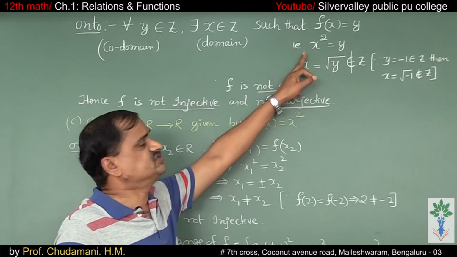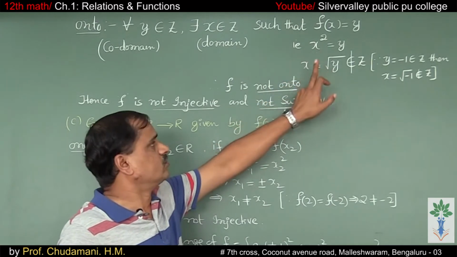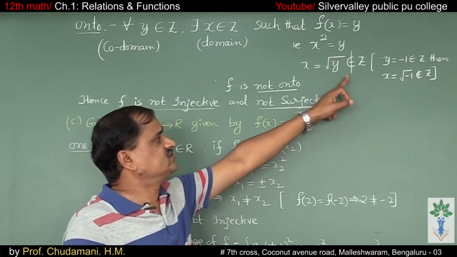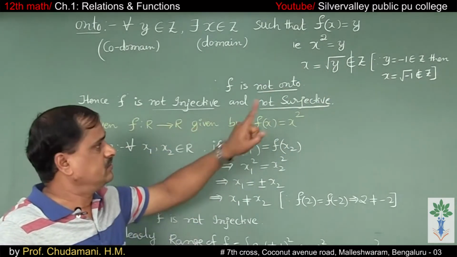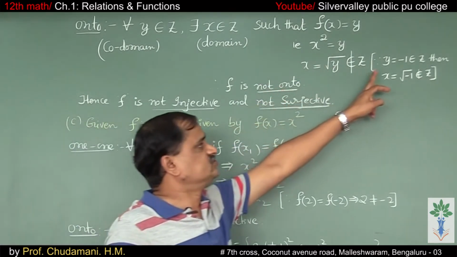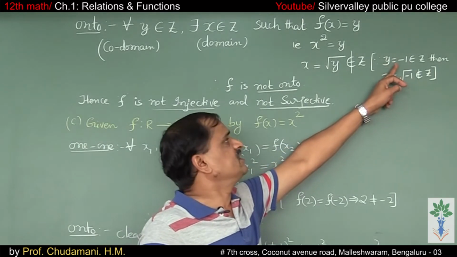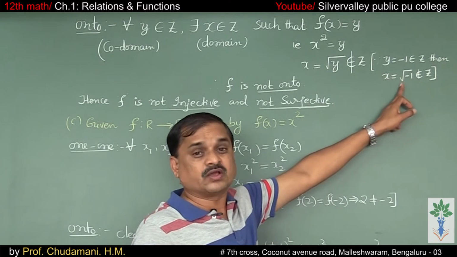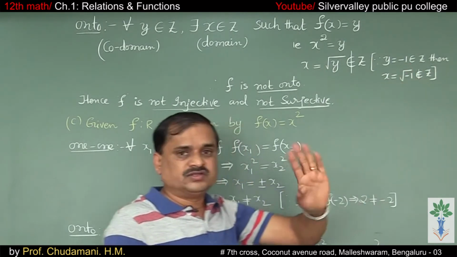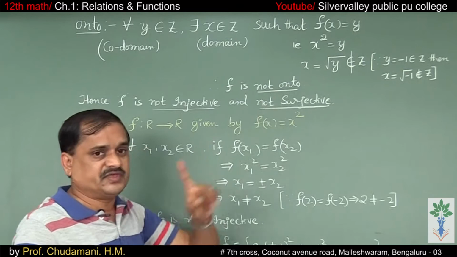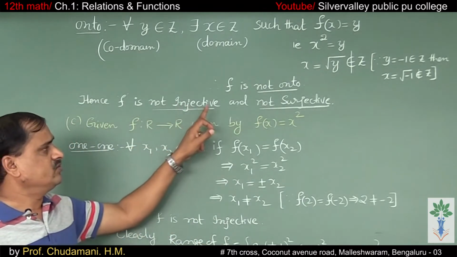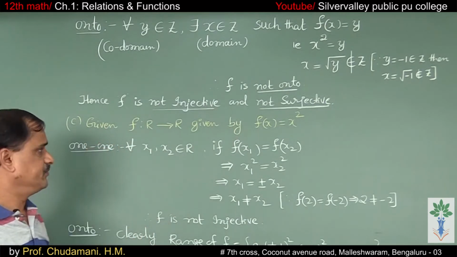f of x means x square is equal to y. x is equal to root y. Root y again does not belong to the domain, which is Z. For example, if y equals minus 1, root of minus 1 means i. x equals i, a complex number, but not an integer. That's why f is not onto. So clearly f is not injective and not surjective.